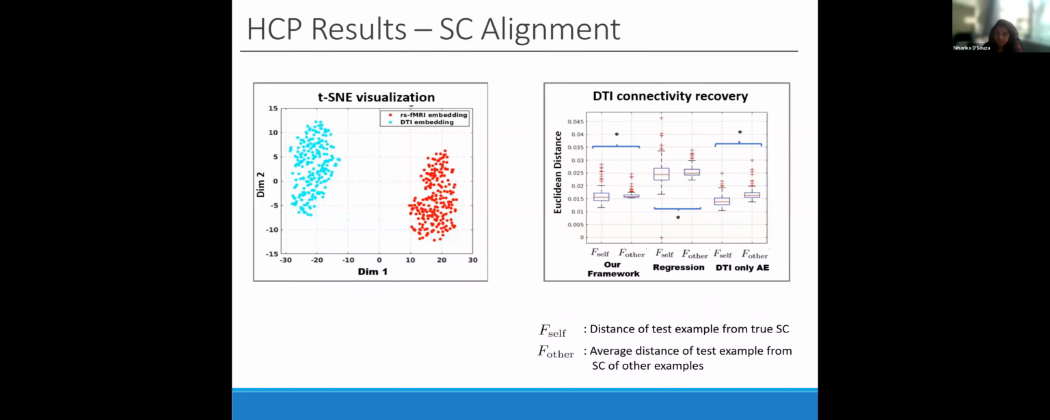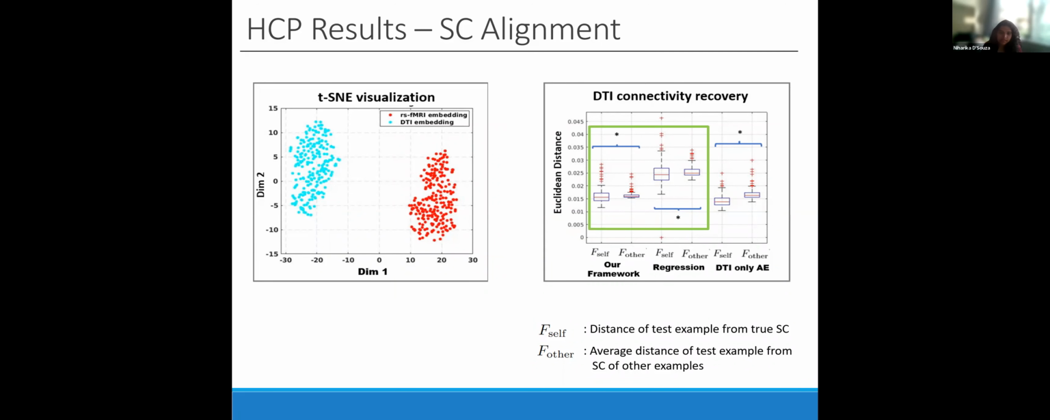Next, we can evaluate the structural connectivity prediction against two key baselines. For each model, what we are comparing is the distance of the test examples with the ground truth structural connectivity against the average distance from other examples. For a good reconstruction, we expect F self, that is, the distance from the ground truth, should on average be lower than F other, which is the distance from other examples. We see this reflected within our framework.